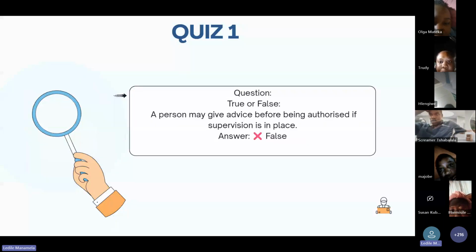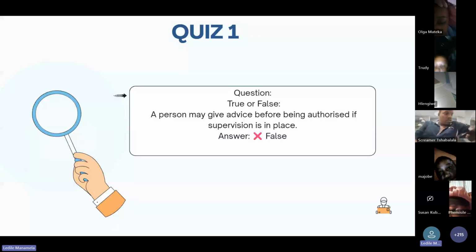Those who are clueless about RE5, they won't necessarily know what supervision is. So basically, supervision is when you join a company, you're selling their products, you will be under supervision. Basically, there are things we call a record of advice, client advisor record, card document, and so on. So basically, supervision is whereby we just supervise you to sell those products as a representative. So the answer here is false. A person may give advice before being authorized. No, you can't give advice unless you are authorized to do so.